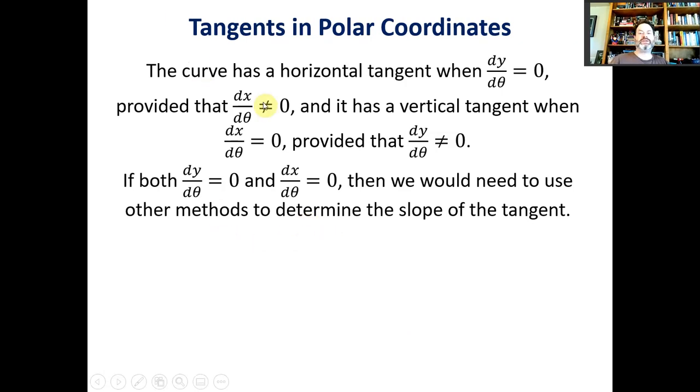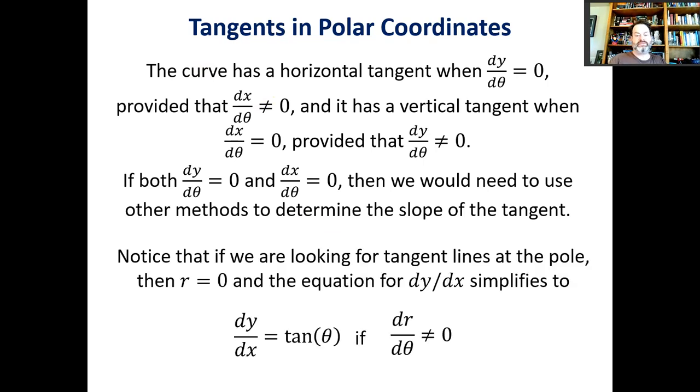So the curve has a horizontal tangent when dy/dθ is 0, provided that dx/dθ is not 0, and has a vertical tangent when dx/dθ is 0, provided that dy/dθ is not 0. If both are 0, we need to use other methods to determine the slope of the tangent.